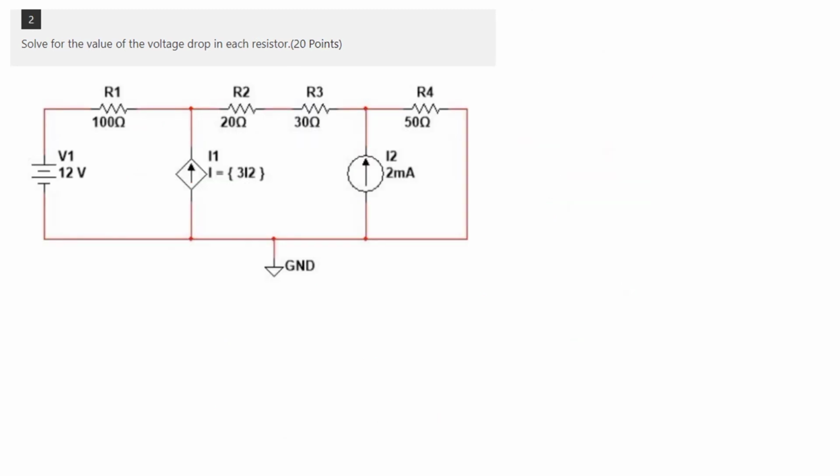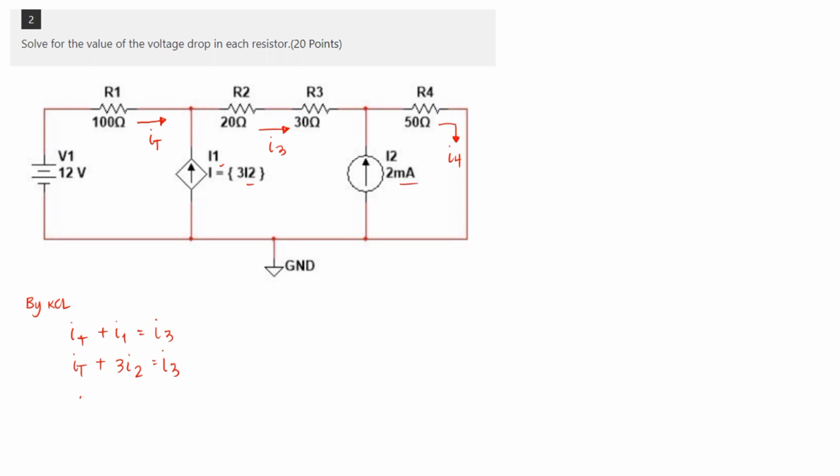Now for our next problem: solve for the value of the voltage drop in each resistor. We have to solve for the voltage drop in R1, R2, R3, and R4. Let's say the current that flows here is our I sub T, then the current that flows here is I sub 3, and the current that flows here is I sub 4. Now by KCL, we have I sub T plus I sub 1 is equal to I sub 3, so current in equals current out. Then I1 is equal to 3 I sub 2.